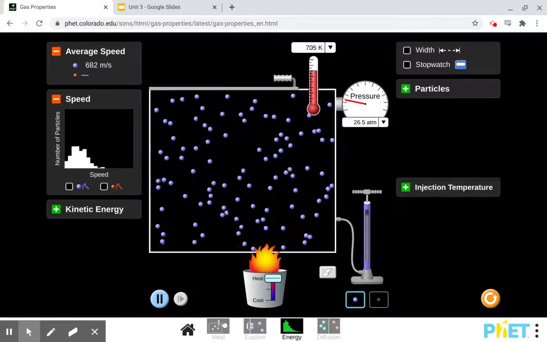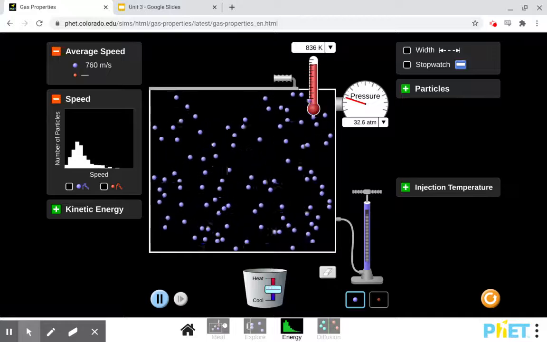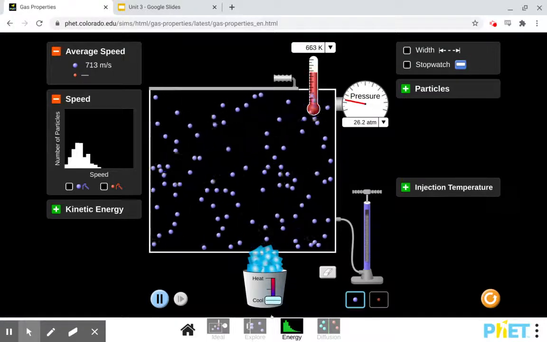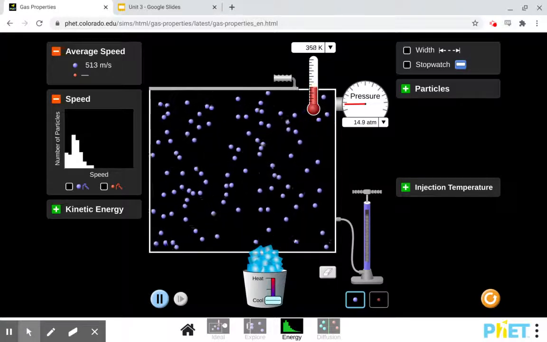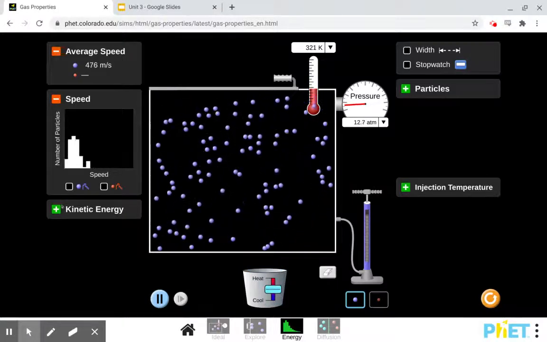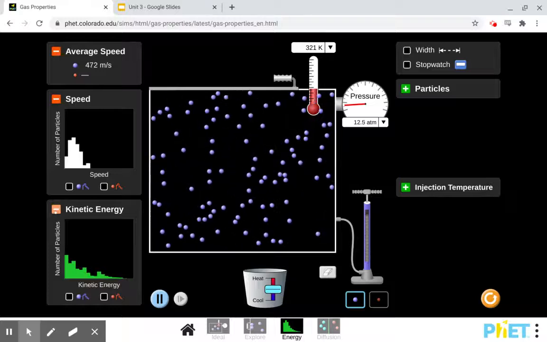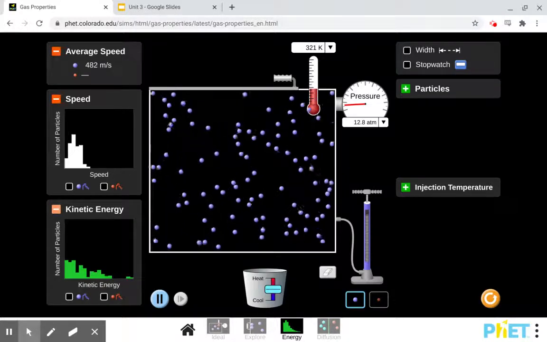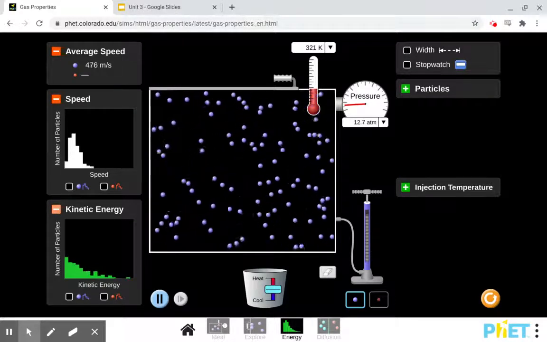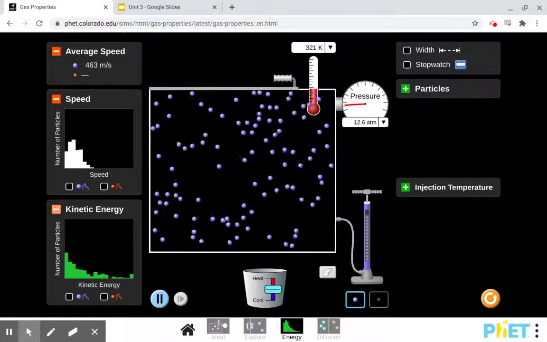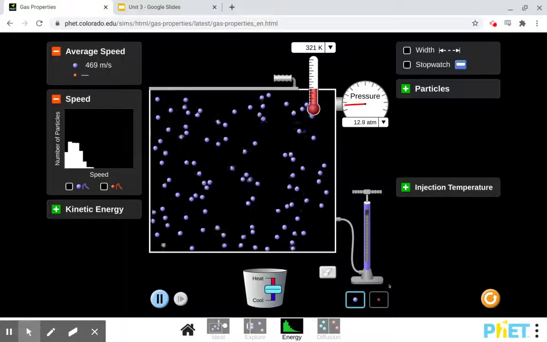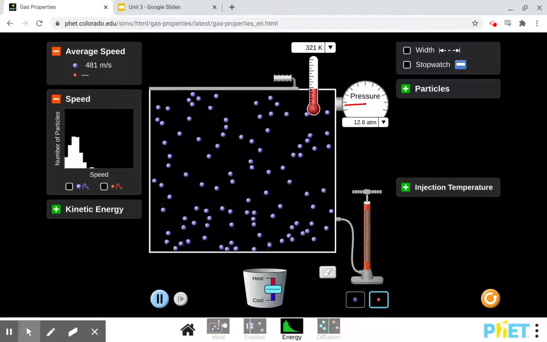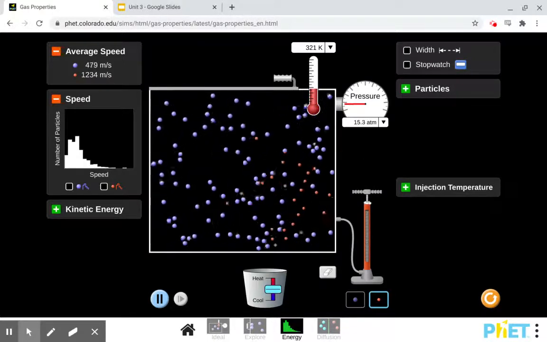We can see it starts to shift towards the right. And as we decrease the temperature, the graph is going to kind of stack up with more particles having a slower speed. You can also look at a graph of kinetic energies on here, where it's taking the mass times the velocity squared.